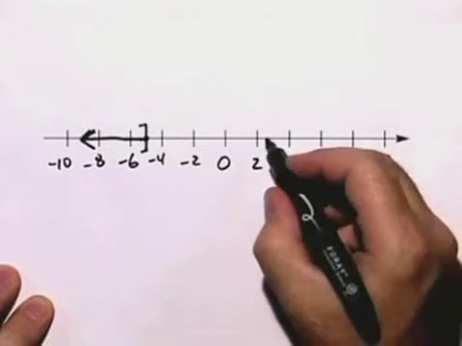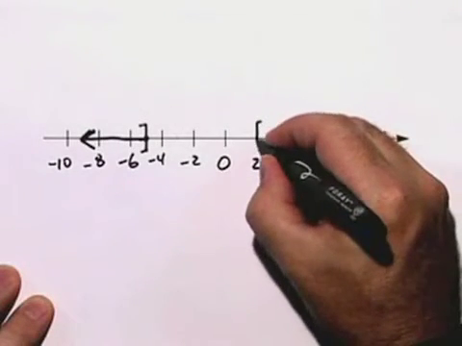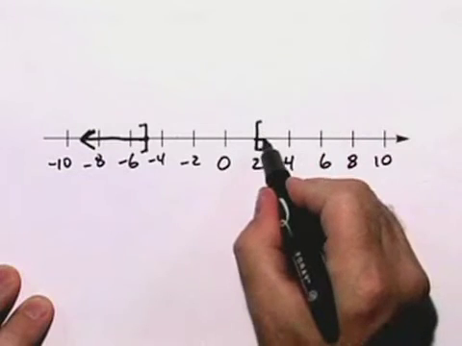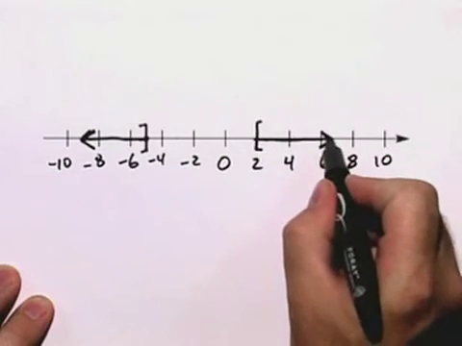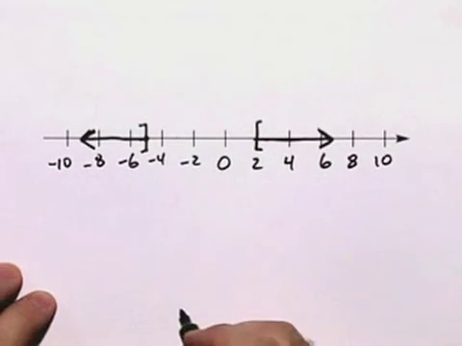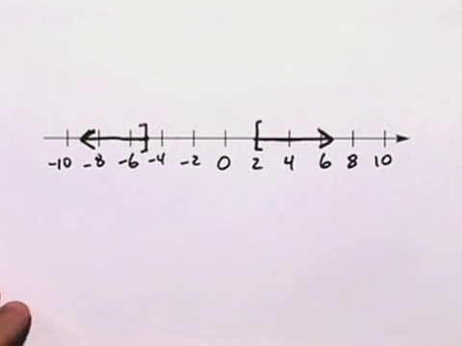We also had the part 2 to infinity. We'll put a square bracket at 2. And we'll draw an arrow to the right indicating this goes off to positive infinity. And there's the graph of the solution set for our absolute value inequality.